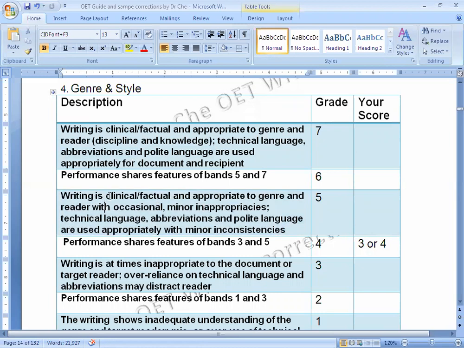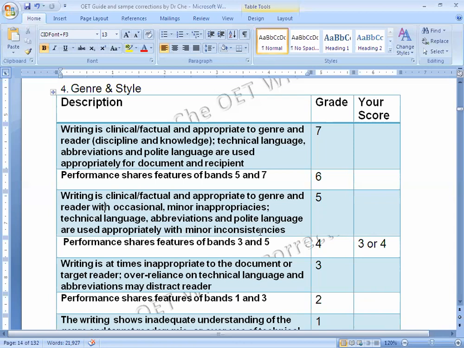Yes. Writing is clinical, punctual, and appropriate to genre and the reader, with occasional minor inappropriacies. Technical language, abbreviations, and polite language are used appropriately with minor inconsistencies. So your writing should be clinical: factual, with genre and style according to the reader. You should use technical language, abbreviations if they are important, and polite language, with minor inconsistencies, meaning minor slips and minor errors.